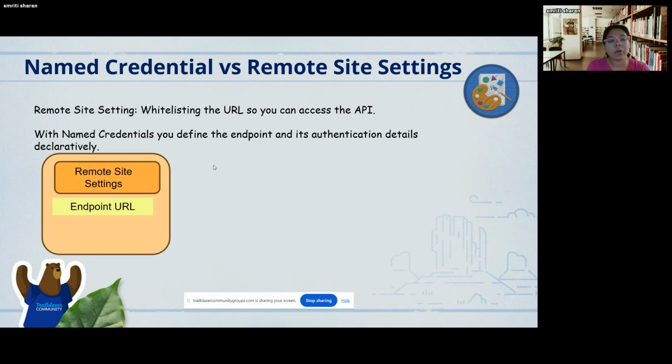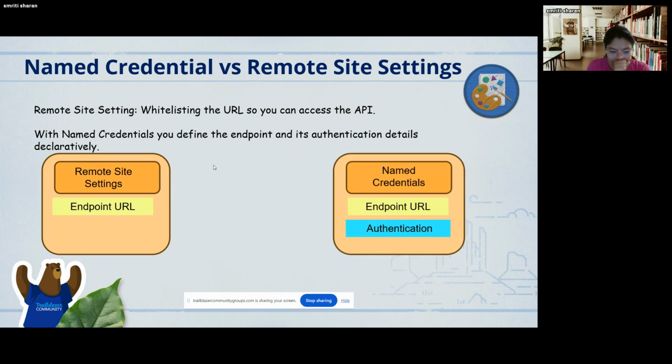So when we are talking about remote site settings, there is an endpoint URL which we saw. When we are talking about named credentials, then we have endpoint URL and authentication. So basically the key in this case, or username or password in other cases, or other types of authentication, all that we can put in the named credentials itself instead of putting it in the code.